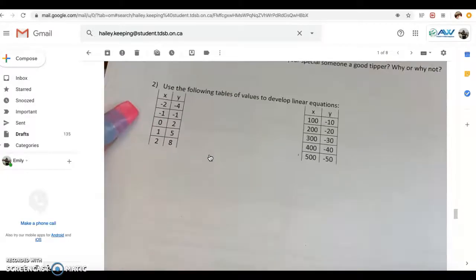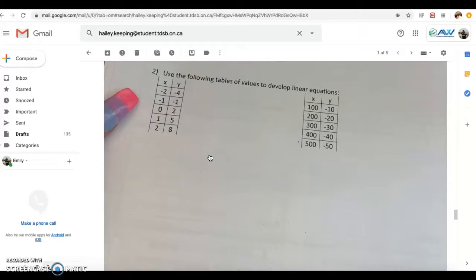And then we've just got these two questions. Use the following tables of values to develop a linear equation. So I'm going to do one of them for you, and I'm going to let you do the other one on your own. Okay, so I'm just going to write down the table for the second one. That one's a little bit trickier. And then I'm going to let you do the first one on your own.